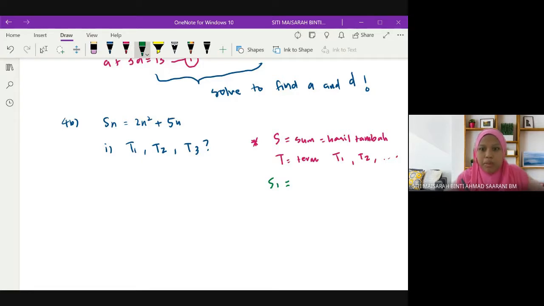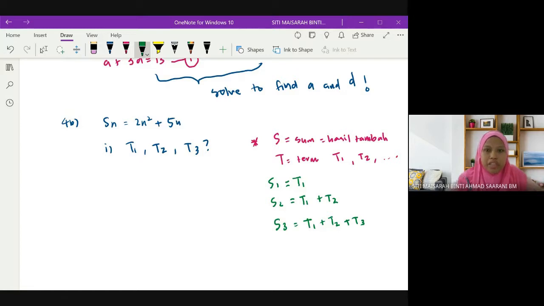The first term is T1. Let's say S2: S2 is the sum of the first two terms, which is T1 plus T2. S3 is the sum of the first three terms. When it is said, there must be the word "first" in front. So the first three terms are T1 plus T2 plus T3. Sum means hasil tambah.